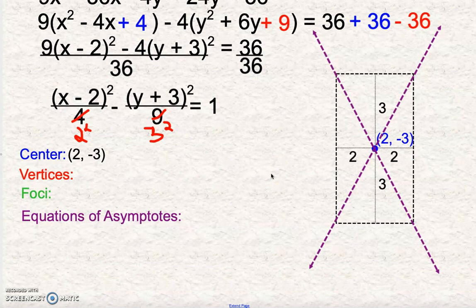All that's left is I need to figure out, am I going to draw a side-to-side hyperbola or a vertical hyperbola? Well, since the x is positive and the y is negative, that means it's going to be a side-to-side hyperbola. So I'm going to hug this asymptote.